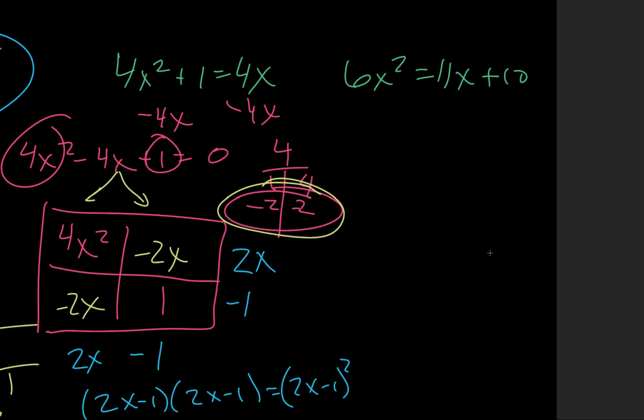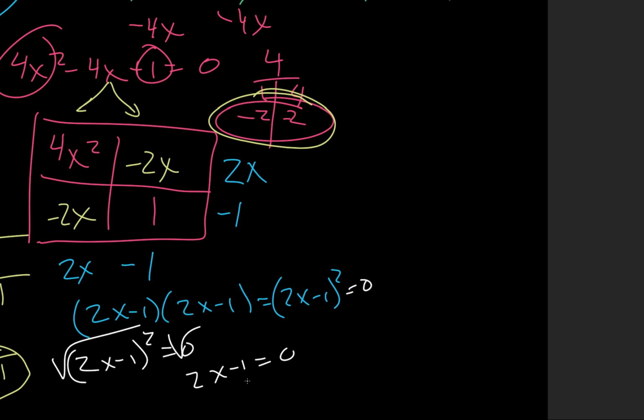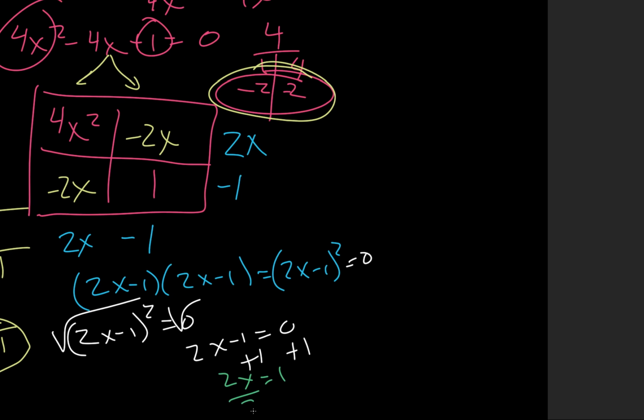So I will solve that right below here. This is still equal to 0. So if we have 2x minus 1 quantity squared equals 0, we square root both sides. We get 2x minus 1 equals 0. Then we add 1, and we get 2x equals 1. Divide both sides by 2. And so x equals 1/2 on that one.